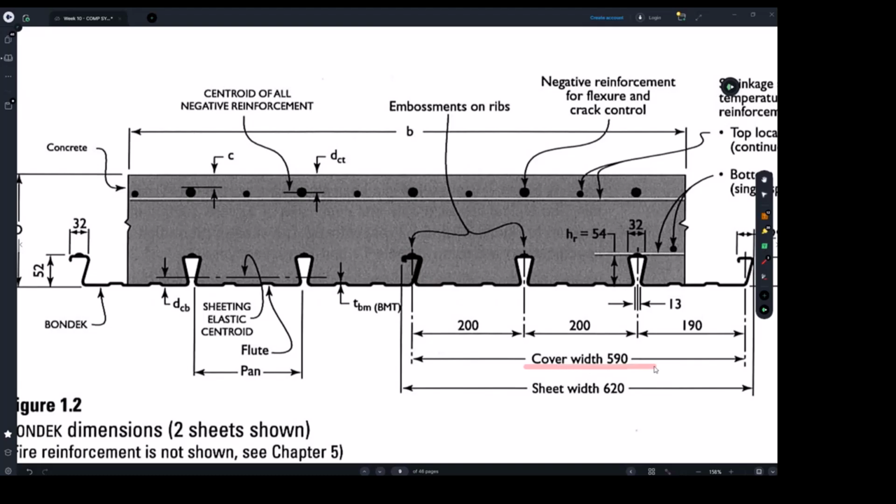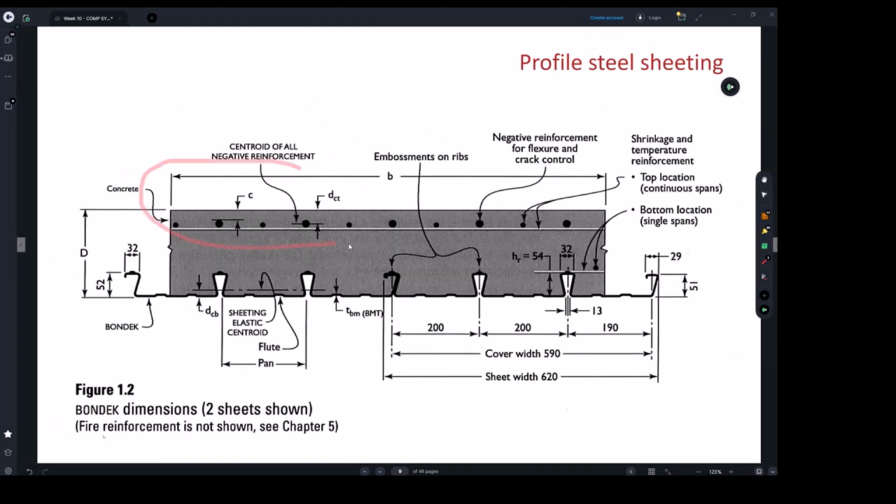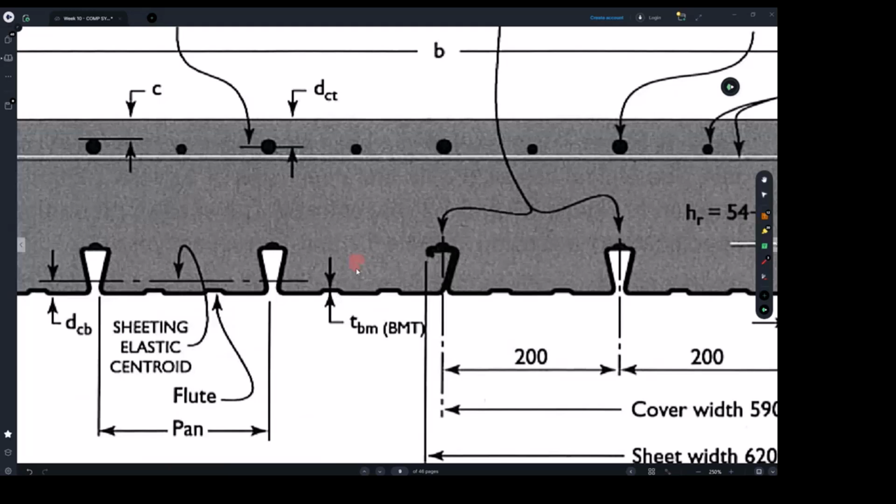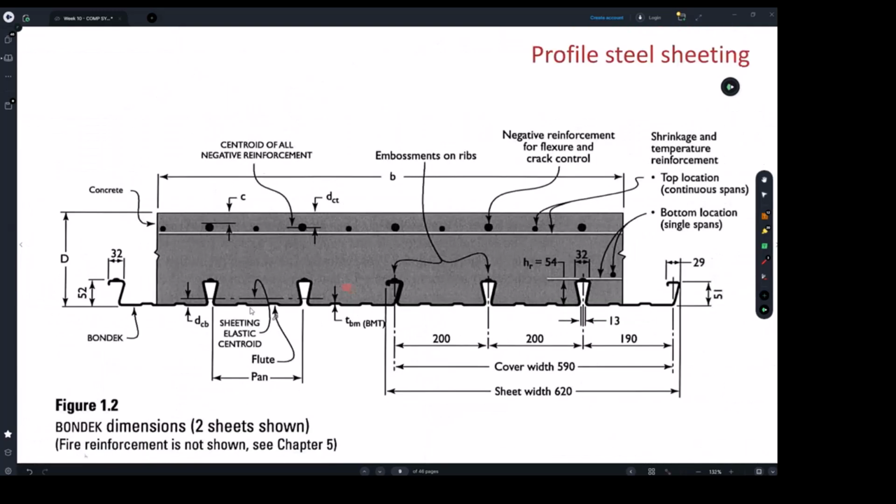This is the cover width, and all these things here are the top reinforcement that we have in the slab. Sometimes, as I said, for fire rating, we will have bottom reinforcement as well, because if we need the slab to do fire rating, the bonding can give you some minutes, maybe 60 minutes, maybe less, 30 minutes fire rating.